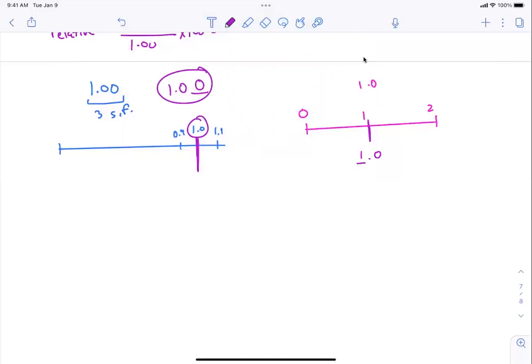It could have been 1.01. It could have been 1.02. But the fact that you wrote that 0 there tells you that it could be any of those numbers. This student tells you that they measured to the tenths, and it couldn't be 1.01. It couldn't be 1.02. It can only be 1.1, 1.2, 1.3, 0.9, 0.8. So there is a smaller range of error here. So significant figures do matter.